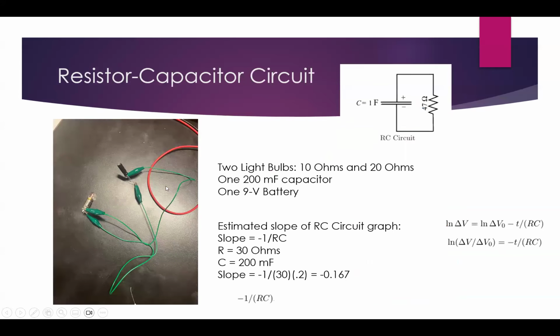Our resistor capacitor circuit is shown here to the left. We use two different light bulbs, a 10 ohm light bulb, and then in a separate trial, a 20 ohm light bulb, with one 200 millifarad capacitor and one 9 volt battery. The circuit is shown up here, and using the equations shown to the right and the resistance and capacitance in the circuit, we were able to find the slope or the time constant of the graph given. That slope was found to be negative 0.167.